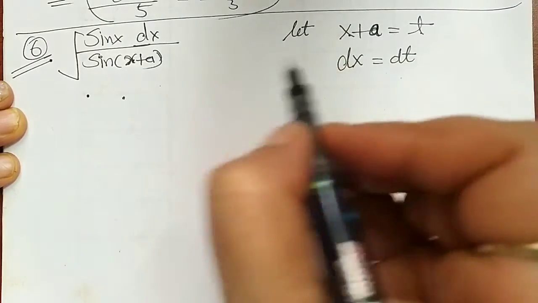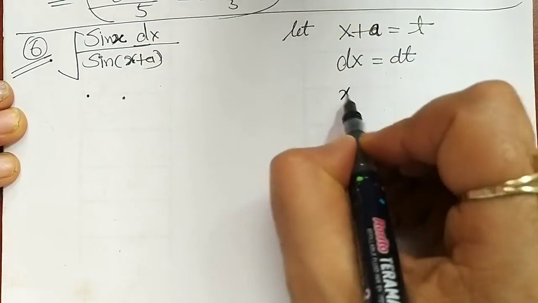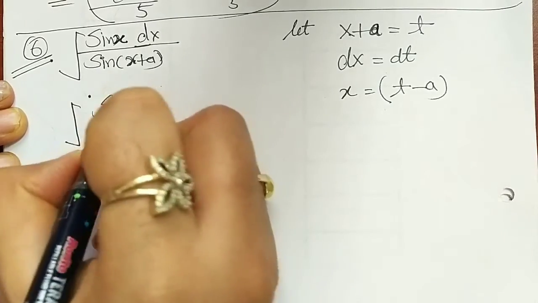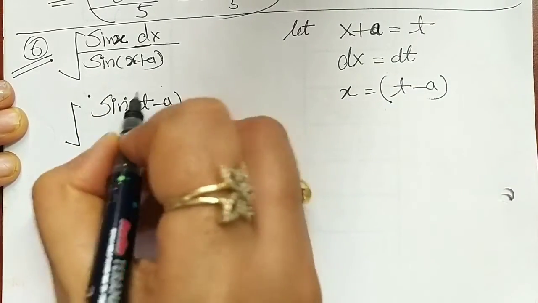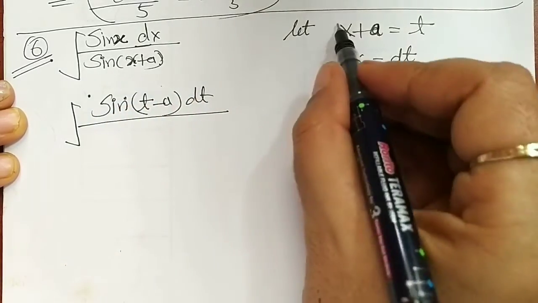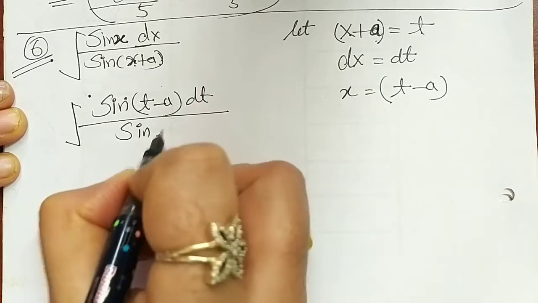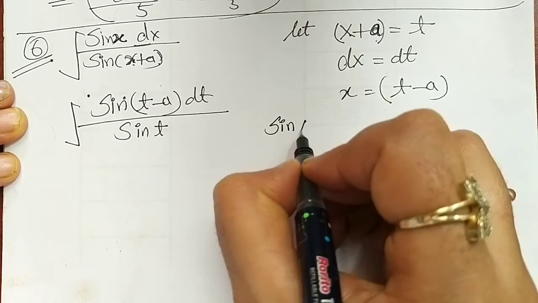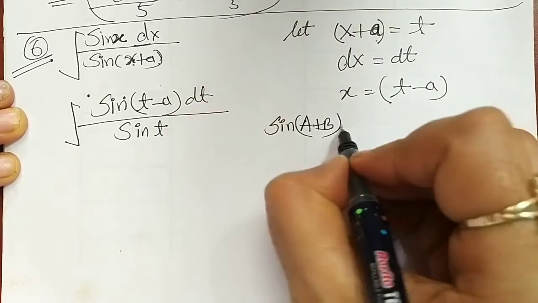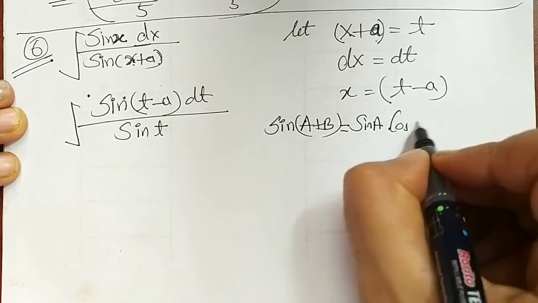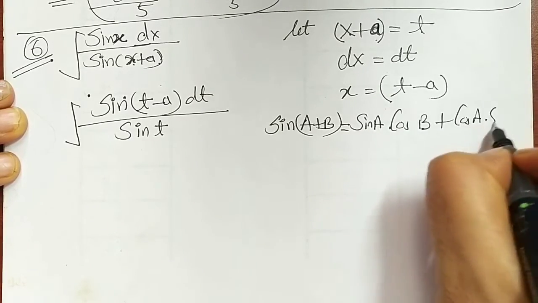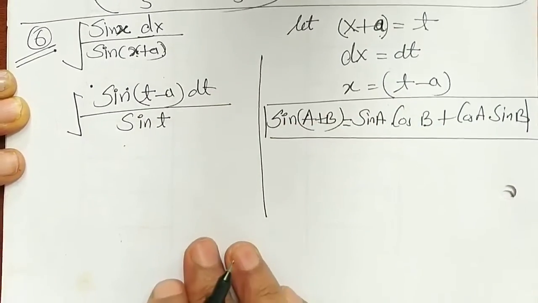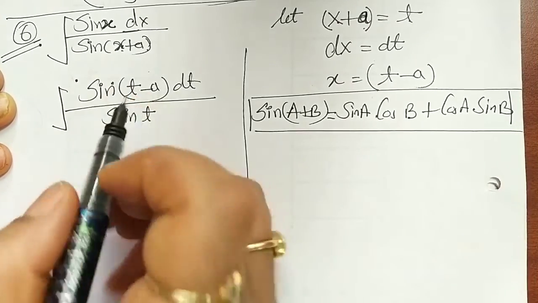Okay, in the numerator I need x. So can I write x is t minus a? Correct? So I will use everything here. Sin x I am replacing with sin of t minus a dt, and sin of x plus a I am writing as sin t. Now you remember there was a formula sin a plus b. What was the formula? Sin a cos b plus cos a sin b. Remember this formula? So we will apply it here.